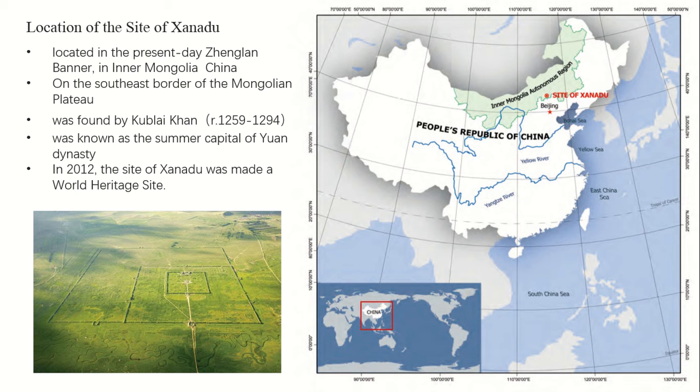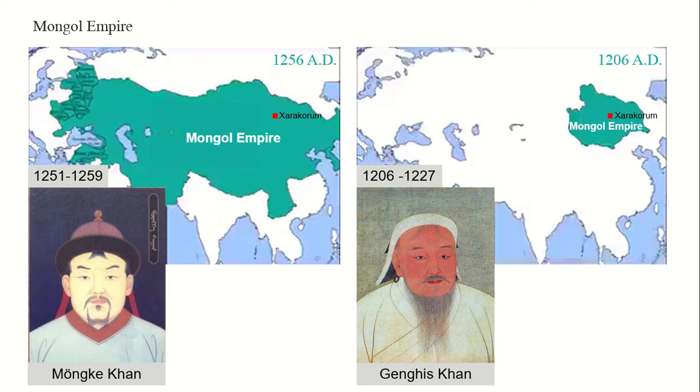Xanadu was founded by Kublai, who was the fifth Khan of the Mongol Empire and also the first emperor of the Yuan dynasty in China. Xanadu was known as the summer capital of the Yuan dynasty. In 2012, the site of Xanadu was made a World Heritage Site.